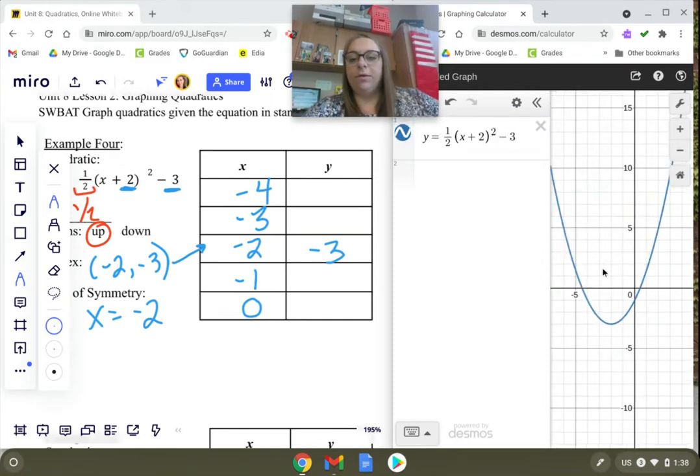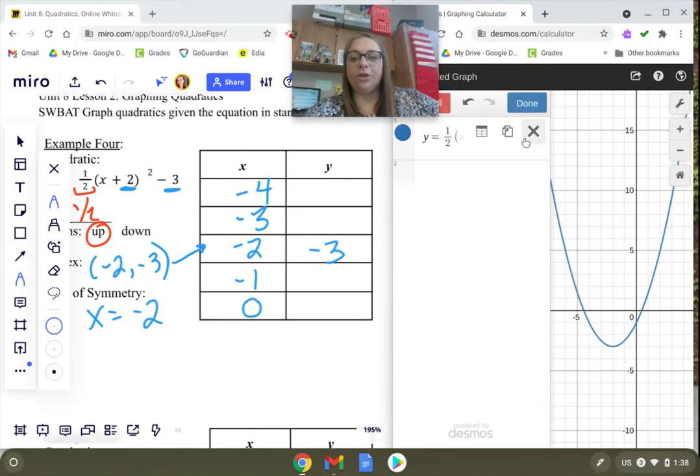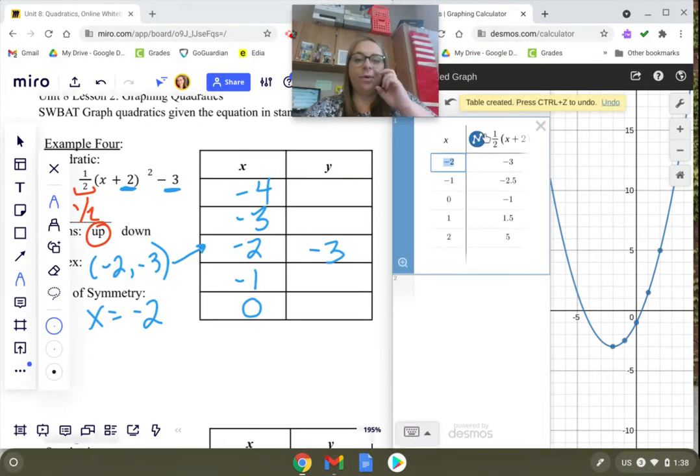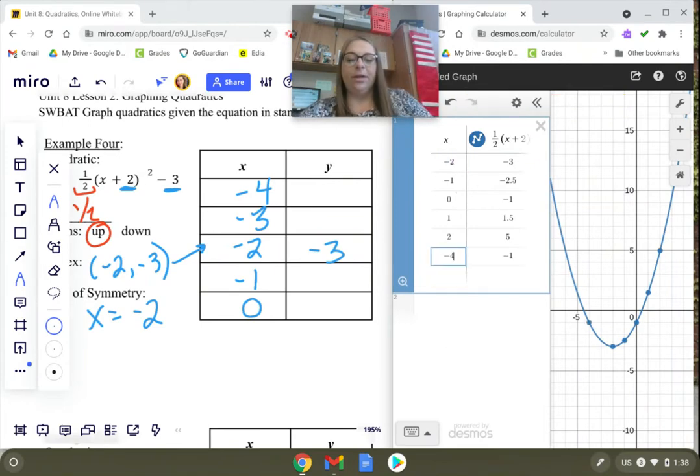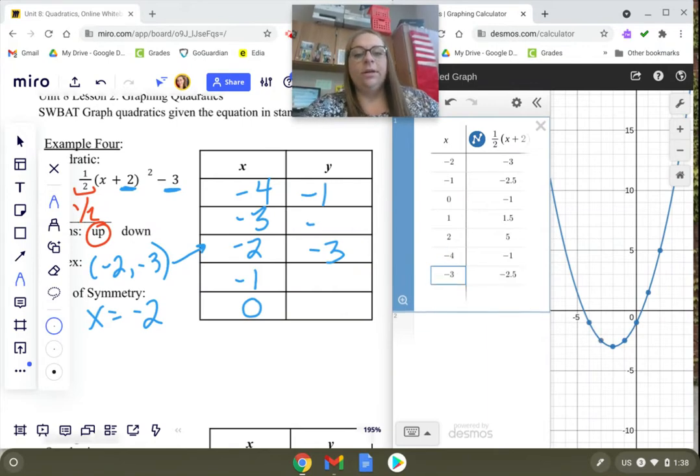So here's our beautiful graph, but I want to switch it to a table so I can find my other points that'll fit. So let's see. Negative 4 is not on there, so let's type it in. Negative 4 gets me negative 1. Negative 3 is also not in there, so negative 3 gets me negative 2.5. Negative 1 gets me negative 2.5, and 0 gets me negative 1.